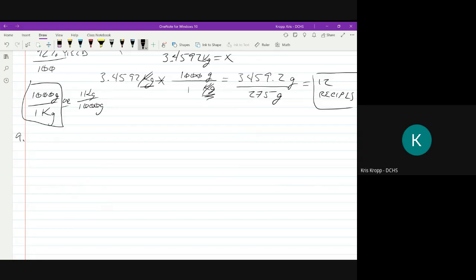All right, number 9. The following ingredients list is given for a recipe that makes 144 cookies. Convert the recipe to yield 3 dozen.